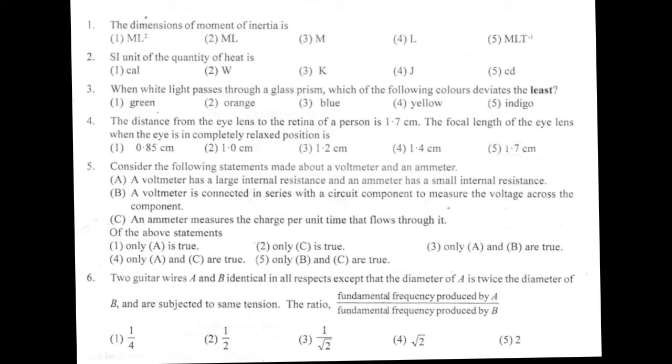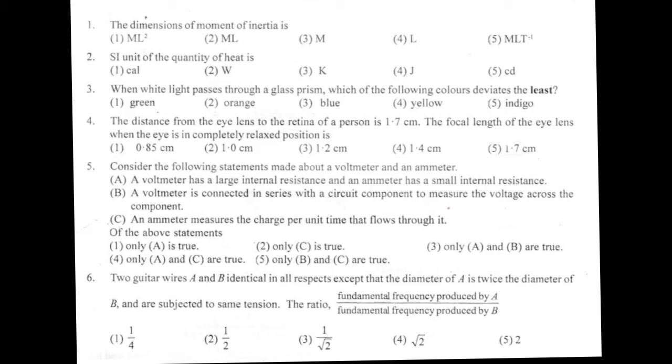An ammeter measures the charge per unit time. Charge per unit time is current. Yes, the ammeter measures the current. So A and C are correct. Answer 4. Question number 6. Two guitar wires A and B identical except the diameter. The diameter of A is twice the diameter of B. And they ask for the ratio fundamental frequency by A to the fundamental frequency by B.